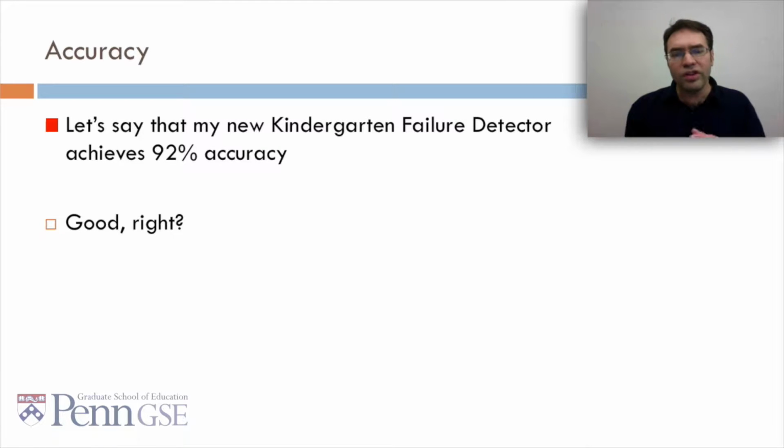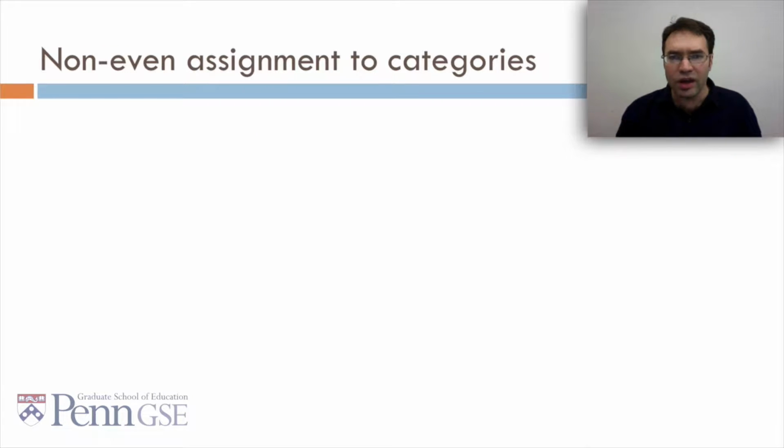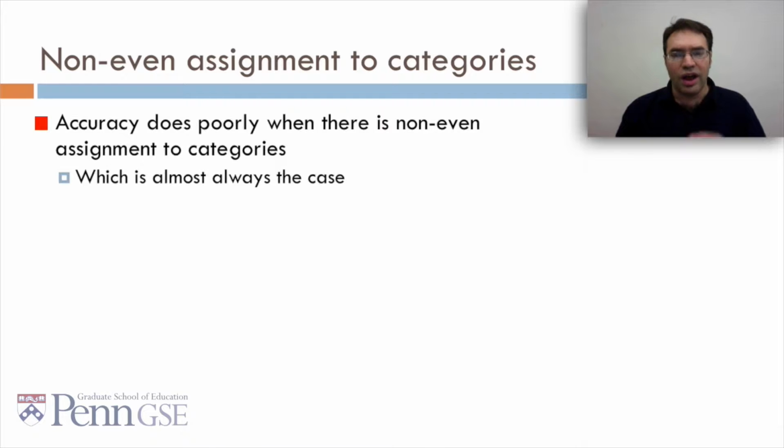Why is that? Well, let's say that my new kindergarten failure detector, the model that tells you, is this kid going to fail kindergarten, achieves 92% accuracy. If we just look at that number, we declare victory because it looks really good, right? But in fact, if there's non-even assignment to categories, accuracy is going to do poorly. And in fact, there's almost always non-even assignment to categories, so accuracy usually isn't a very good metric.